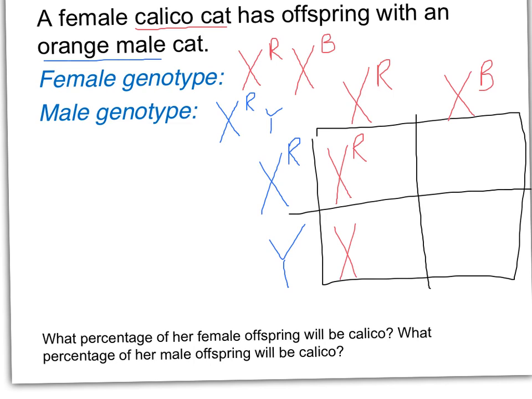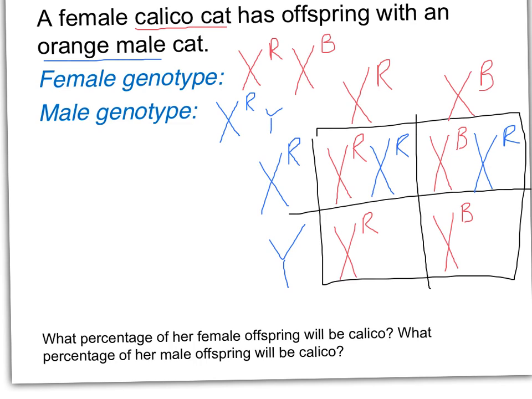I'm not sure. So I'm going to write in Mom's contribution to her offspring. Everything in red is what Mom gave the offspring, and everything in blue is what Dad donated in terms of sperm.